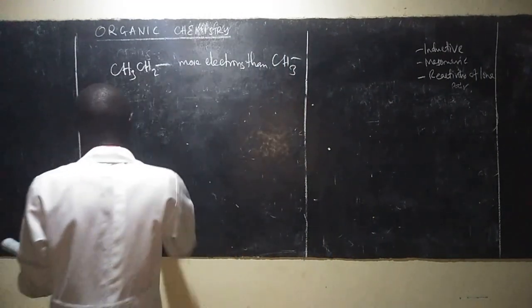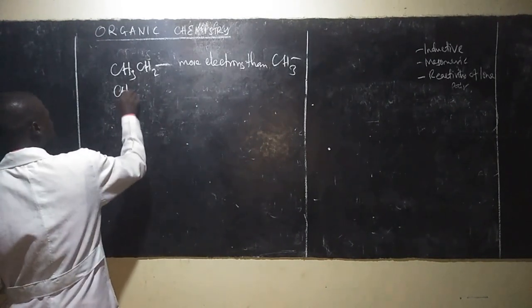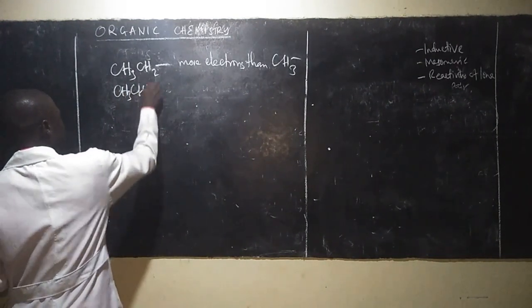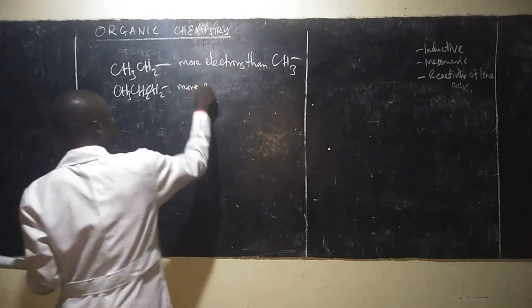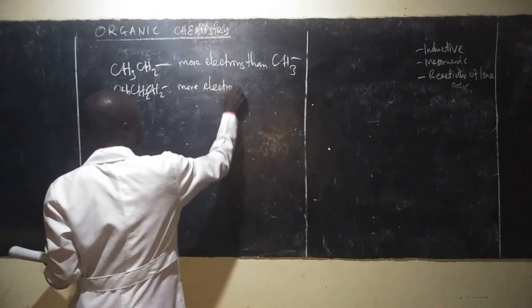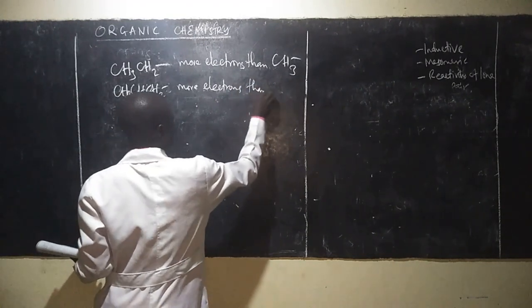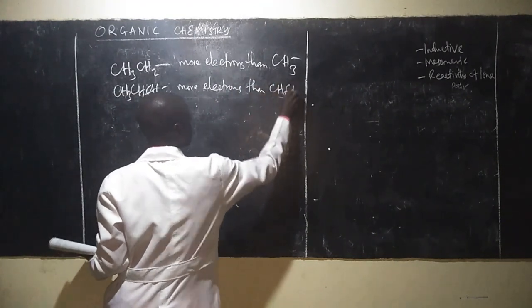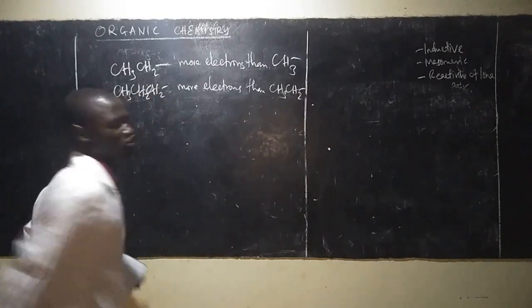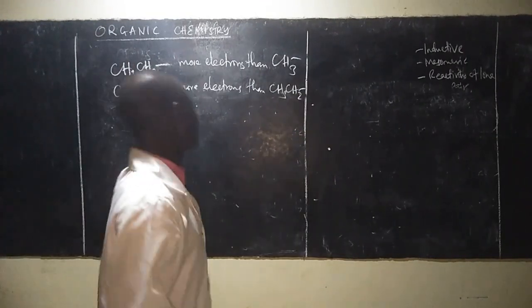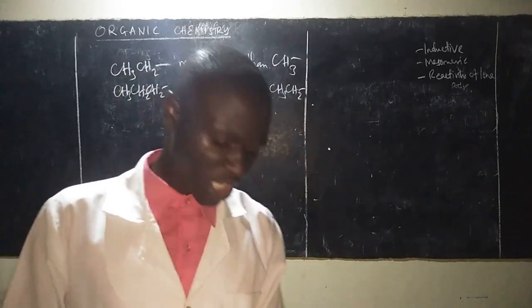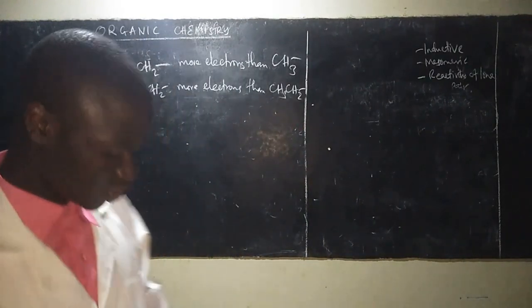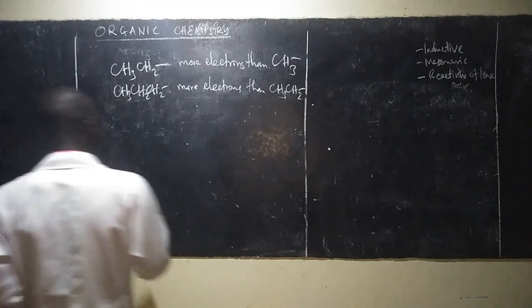But if we go again, CH3, then CH2, then CH2, this will release more electrons than CH2. So the strength of the positive inductive effect will just be going that way.